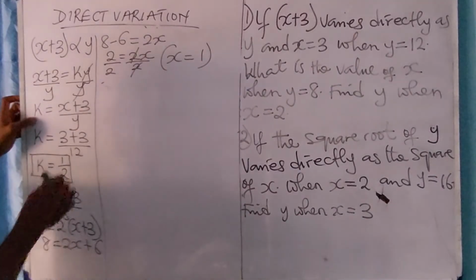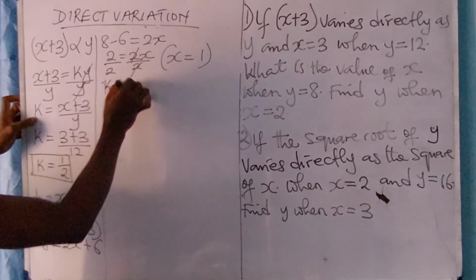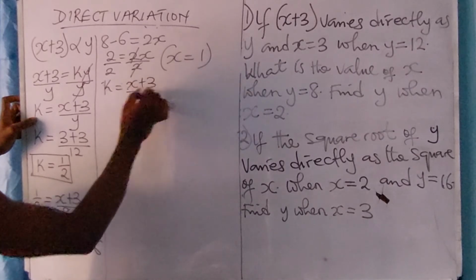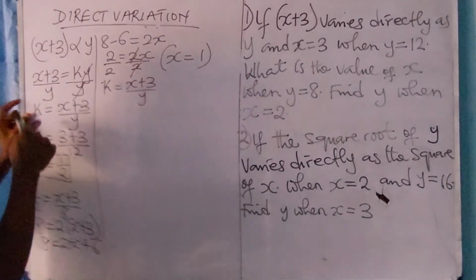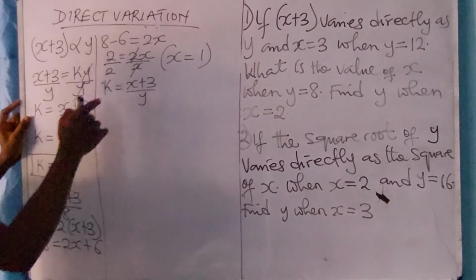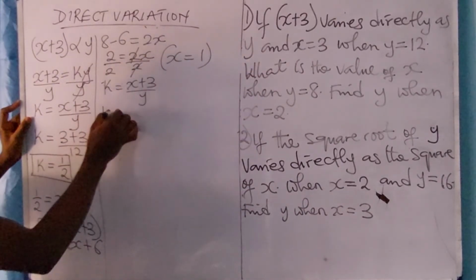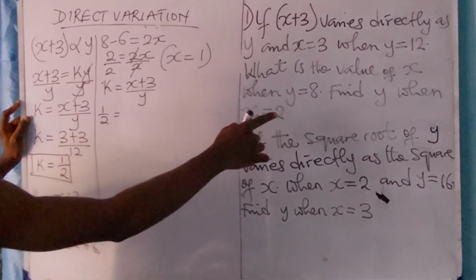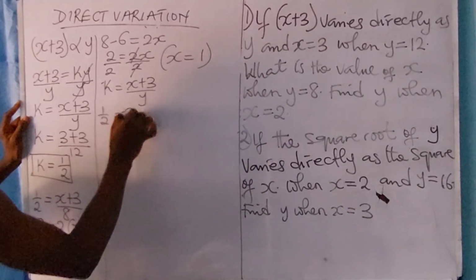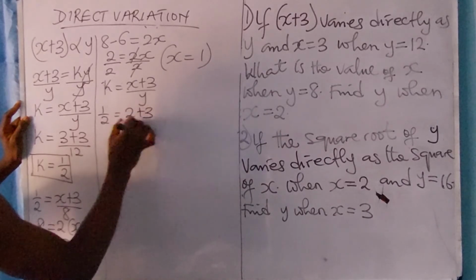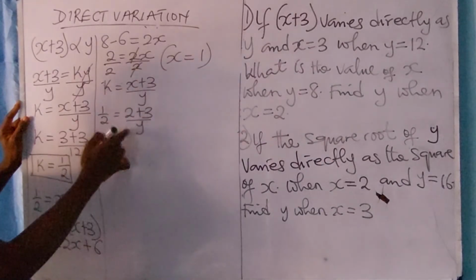So they say we should find y when x equals 2. Come here again, you have that k is equal to x plus 3 over y. Whenever they ask to look for a particular thing, you have to use the original formula. K is 1 over 2. They said find y when x equals 2, which means that this is 2 plus 3 over y.